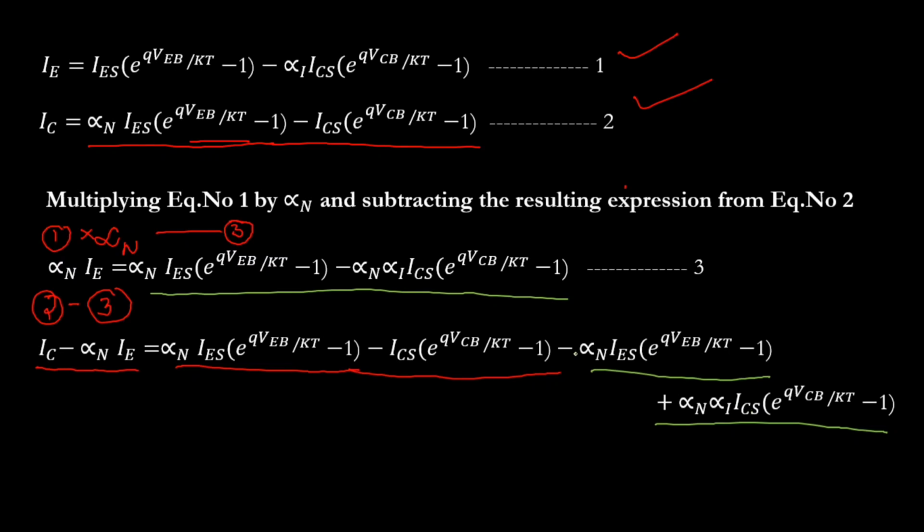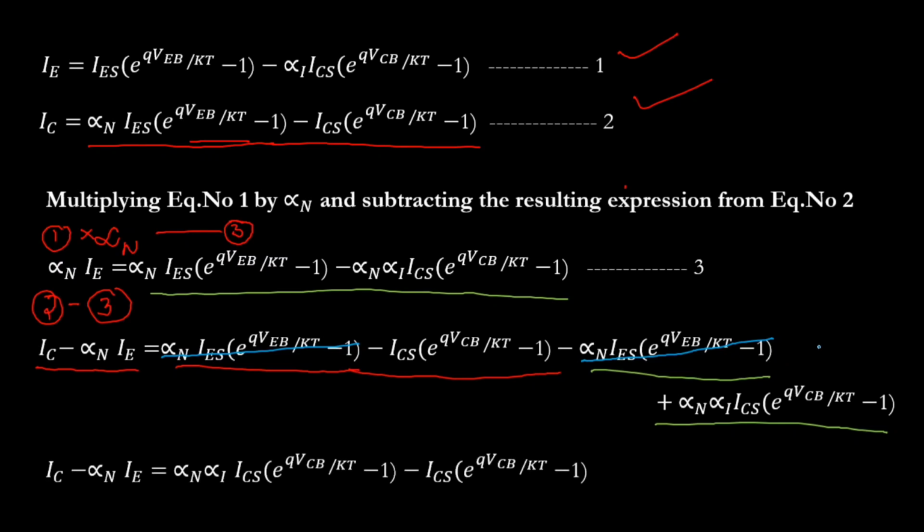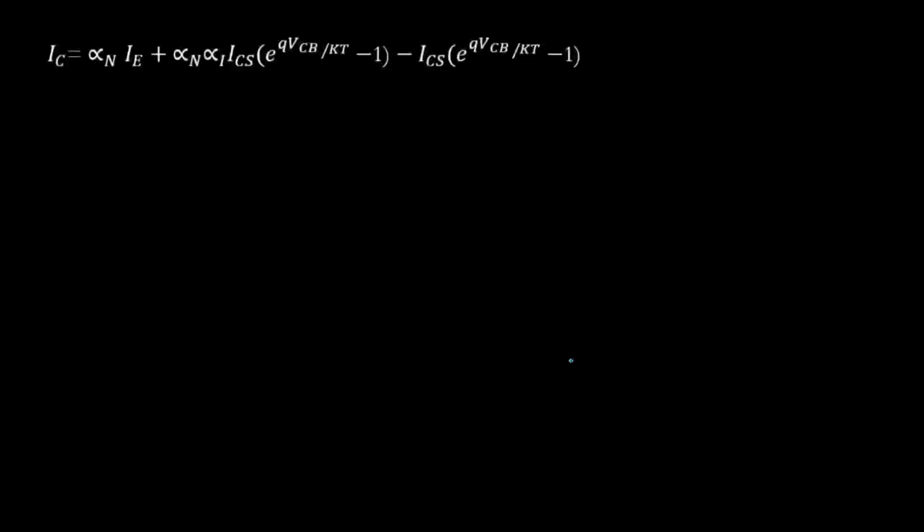So look at this here. Let us find out, is there any common term? This term and this term will cancel each other, correct? Yes, they cancel each other. Then finally we will get only IC minus alpha n IE, these two terms, and alpha n alpha I ICS e to the power qVCB by KT minus 1, and these two terms. Yeah, this is the term we have.